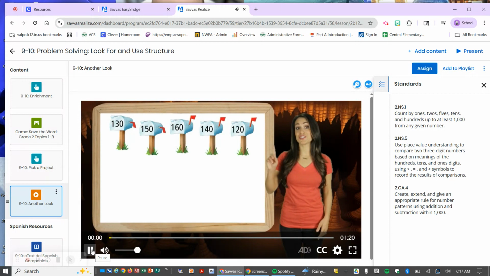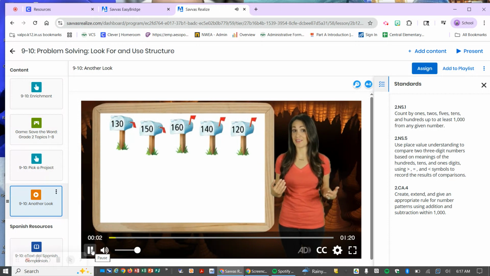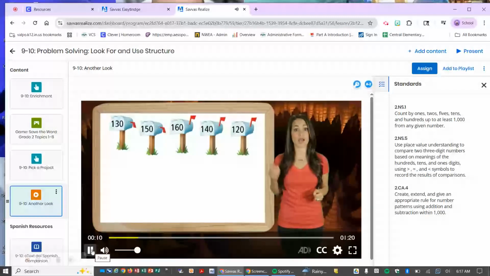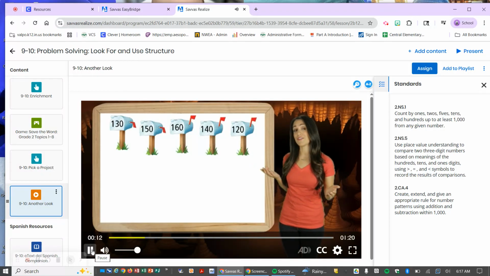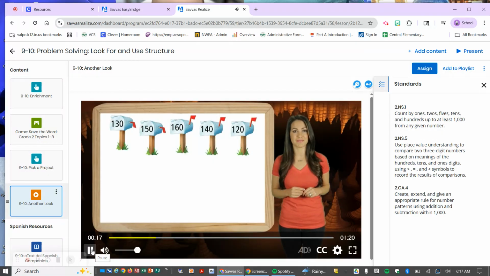Special delivery! I've been given a set of mailboxes and I'm looking at the numbers on them. I want to figure out what relationship or pattern is going on between the numbers on these boxes. And after that, I want to find out what the next greater mailbox number will be. Let's start with what we already know.